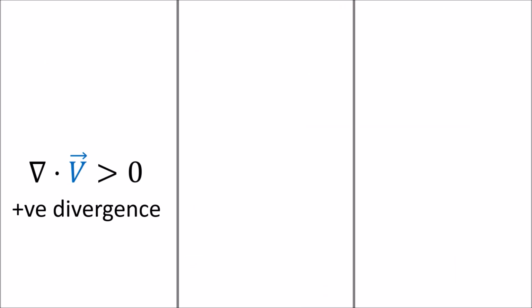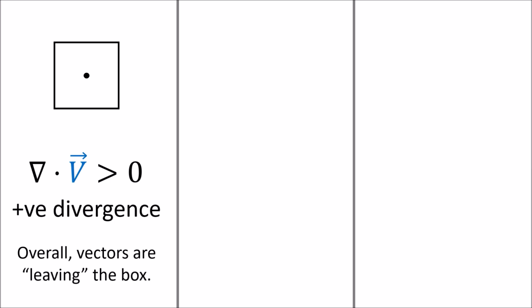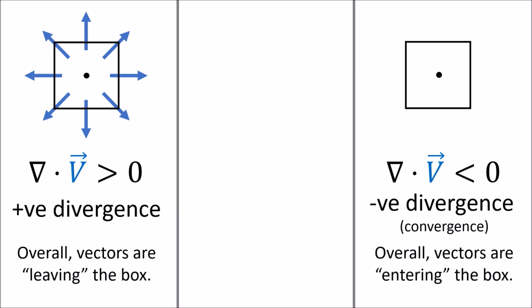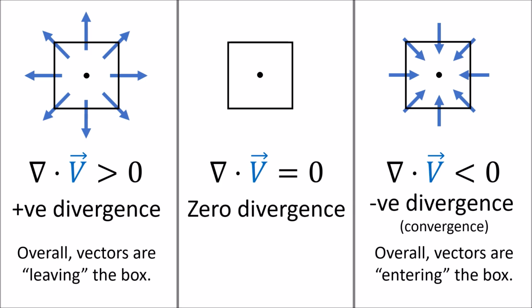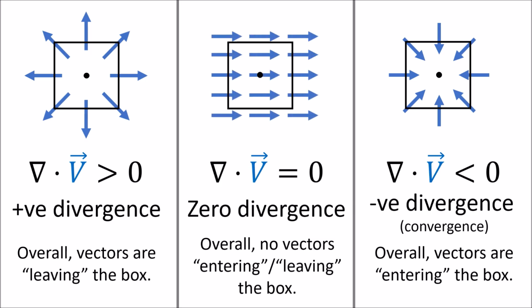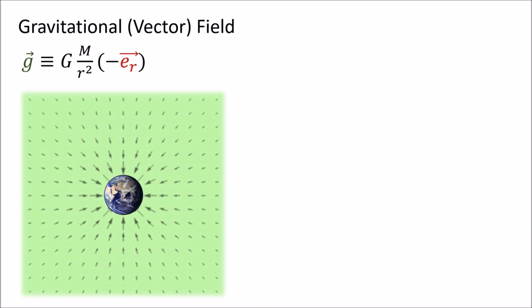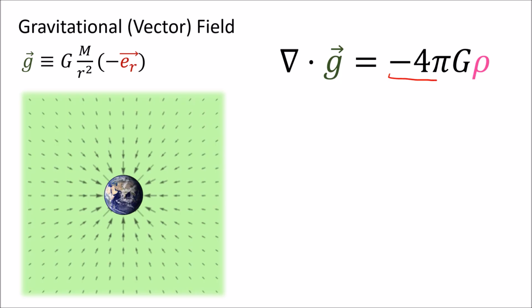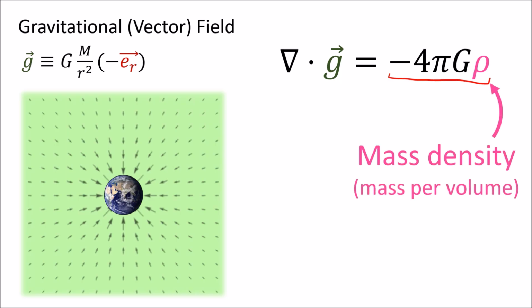If we have a vector field v, then a positive divergence at a point tells us that, overall, the vectors are leaving a box that surrounds that point. A negative divergence tells us that, overall, vectors are entering this box. And a zero divergence tells us that there are an equal amount of vectors entering and leaving this box. The divergence of the gravitational field at a point is always equal to negative 4 pi G times the mass density rho at that point. This is an equivalent way of describing Newtonian gravity.